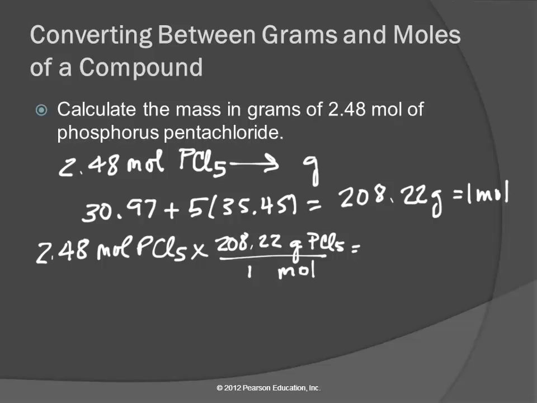2.48 times 208.22 equals, how many significant figures should our answer have? It should have 3. I ignored significant figures on that molar mass because I knew we weren't done, and the number we were given only had 3. So that's going to limit our answer, 516. We're calculating grams of phosphorus pentachloride.